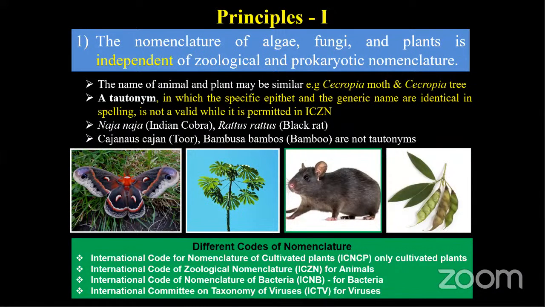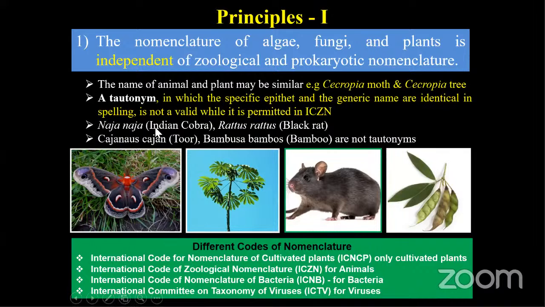So their rules are different, our rules are different. Our rules are only for the plants. But there is one case: in plants, repetition is not accepted. Another important parameter according to this first principle is that tautonyms are not accepted here. Tautonyms, in which the specific epithet and the generic name are identical in spelling, are not valid, while they are permitted in ICZN, zoological nomenclature, but not permitted by the ICN.